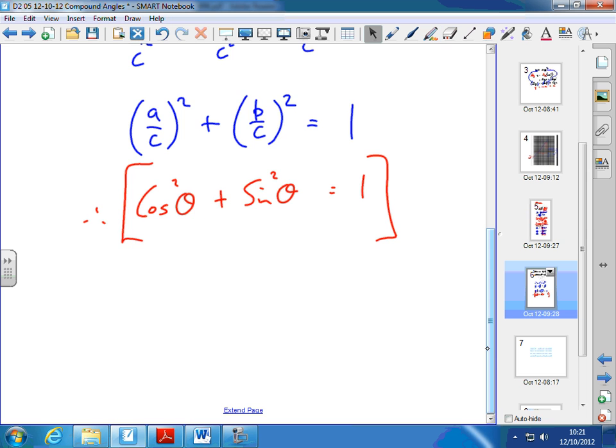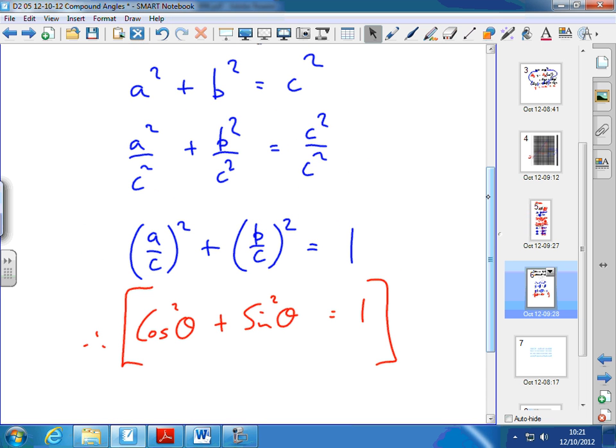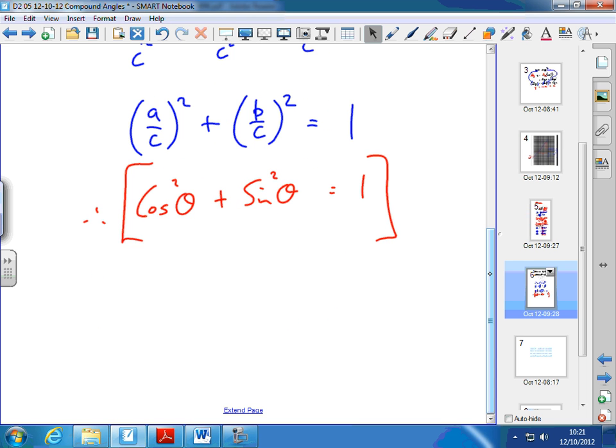If I go back to this, a squared plus b squared equals c squared, and instead of dividing everything by c, I were to divide everything by b, I'd end up with another identity. If instead of dividing by b, I divided everything by a, I'd end up with yet another identity. And if you look at the textbook and you're interested, you could find out 2 more trigonometric identities that we can prove from Pythagoras. So Pythagoras actually gives us 3 trigonometric identities, but I just wanted to show you one of them.